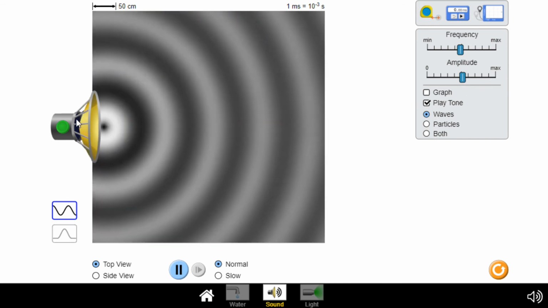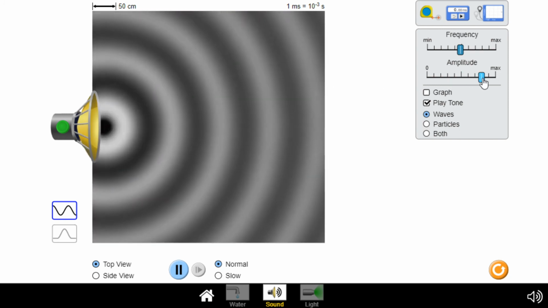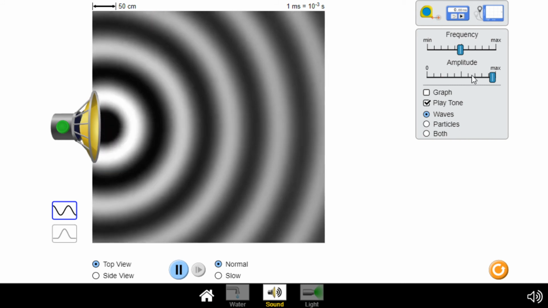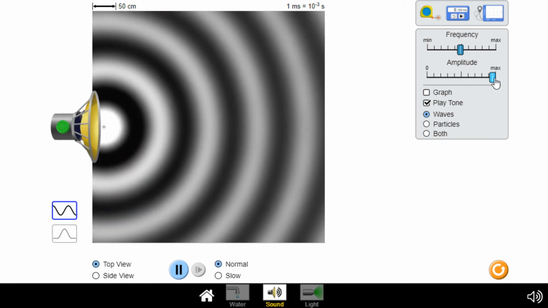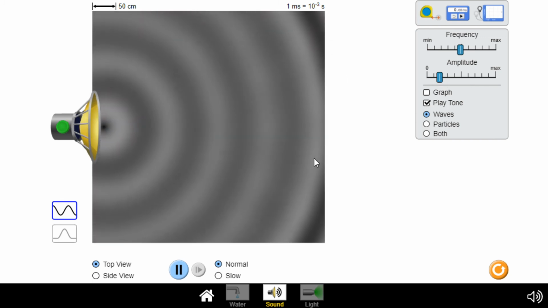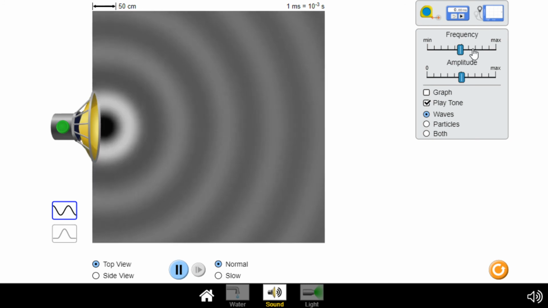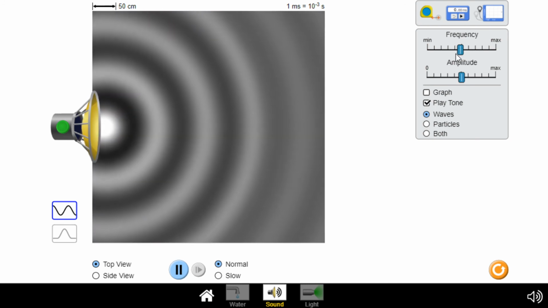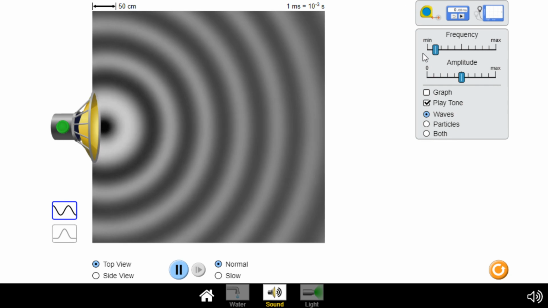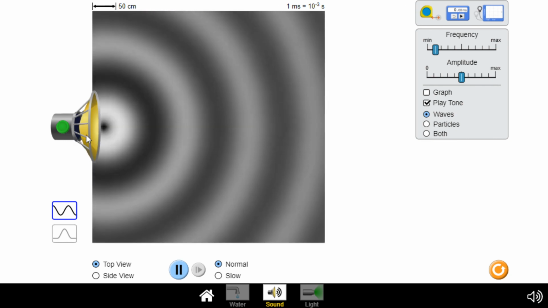Amplitude is the size of the vibration, and how that affects the sound is the loudness. Big amplitude, big vibrations. Big vibrations, loud sound. Small vibrations, small amplitude, quiet sound. Okay, so amplitude and loudness. Frequency changes the pitch of the sound. You can have high pitch or high frequency. You can have low pitch or low frequency. And remember, frequency is about the number of oscillations per second.